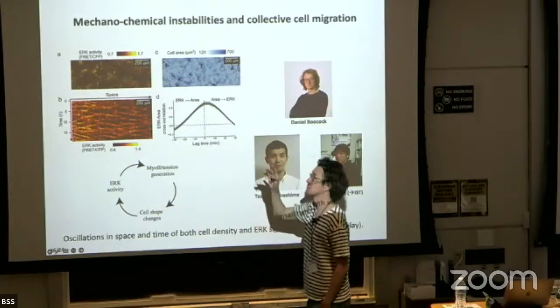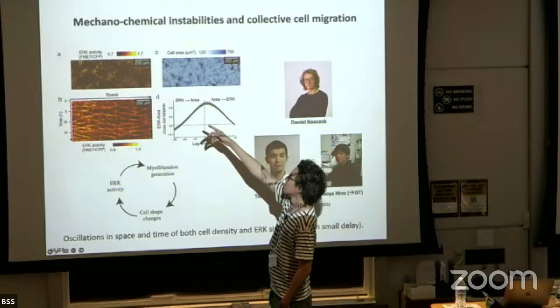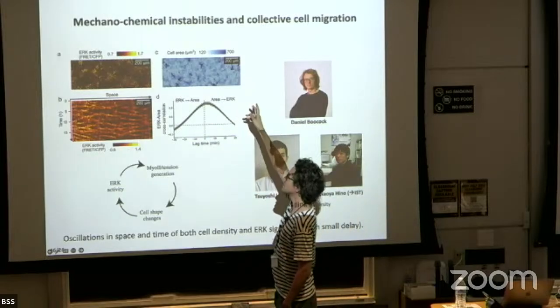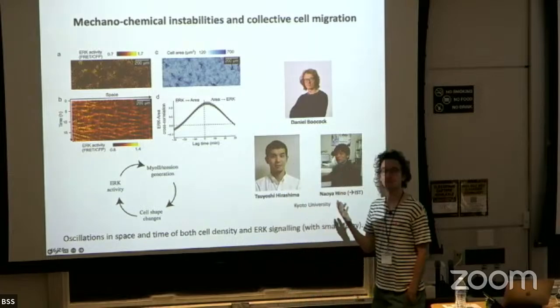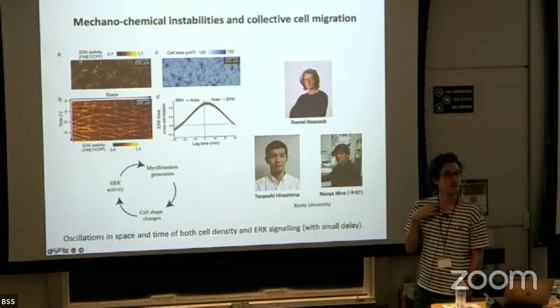So the first thing, are they the same? So you can try to do some correlation analysis, so you can look at the intensity of these things, and you can look at the local cell density, and essentially they are the same. So these waves have a similar wavelength and period.